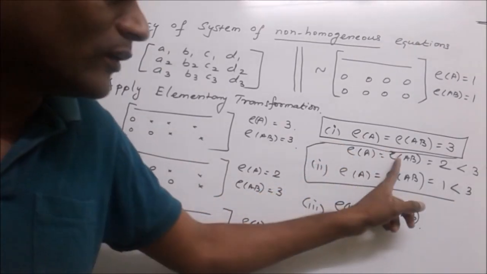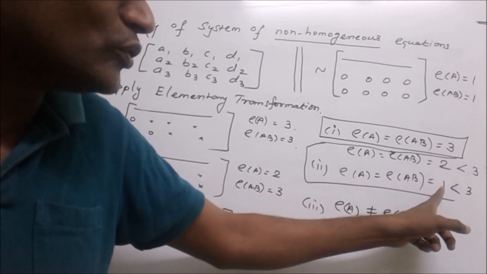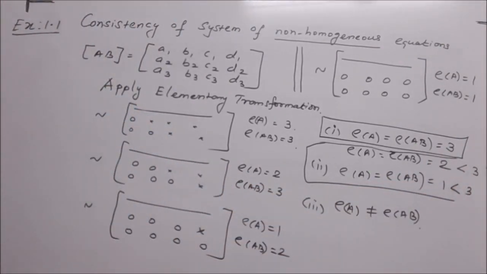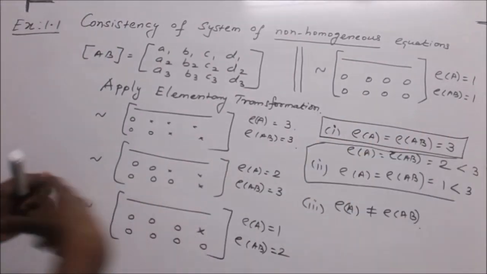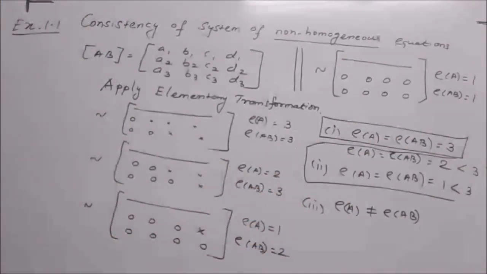Here rank of A equal to rank of AB, here also rank of A equal to rank of AB, but these two represent less than number of unknowns. The third case is rank of A is not equal to rank of AB. That means either 2, 3 or 1, 2 in the same manner.